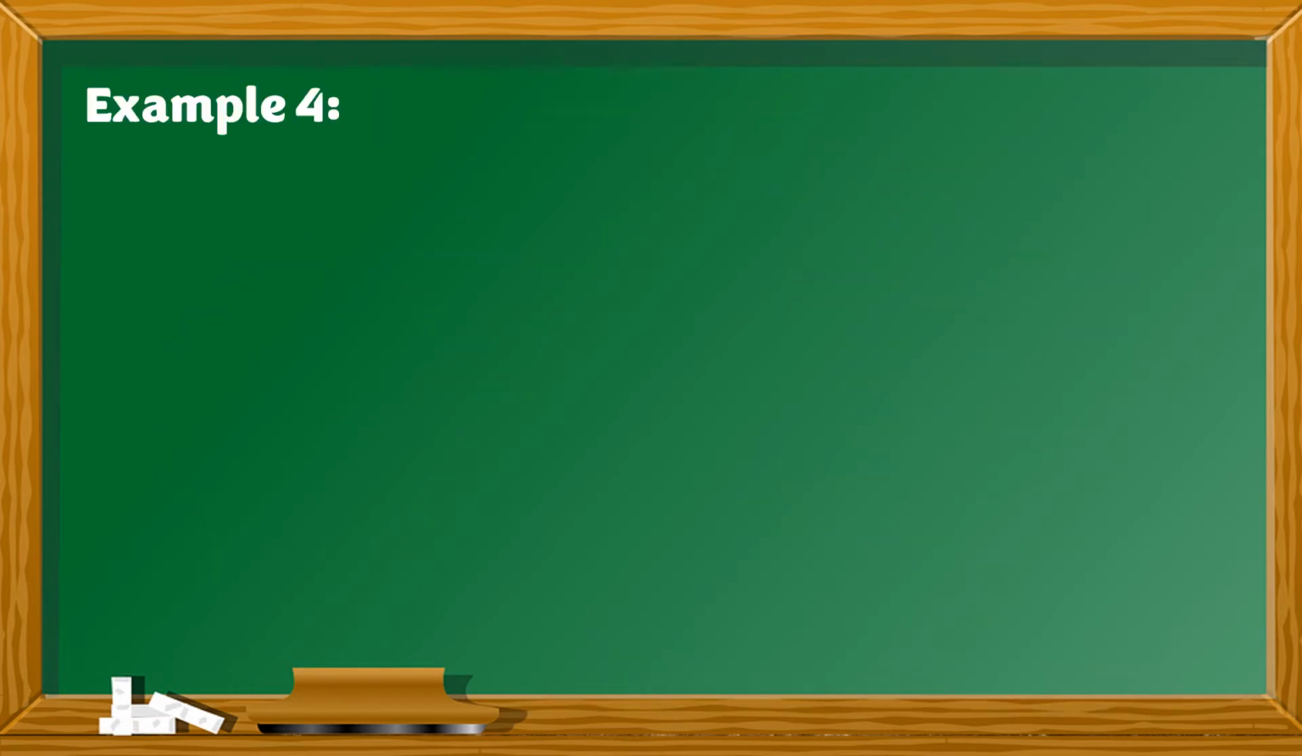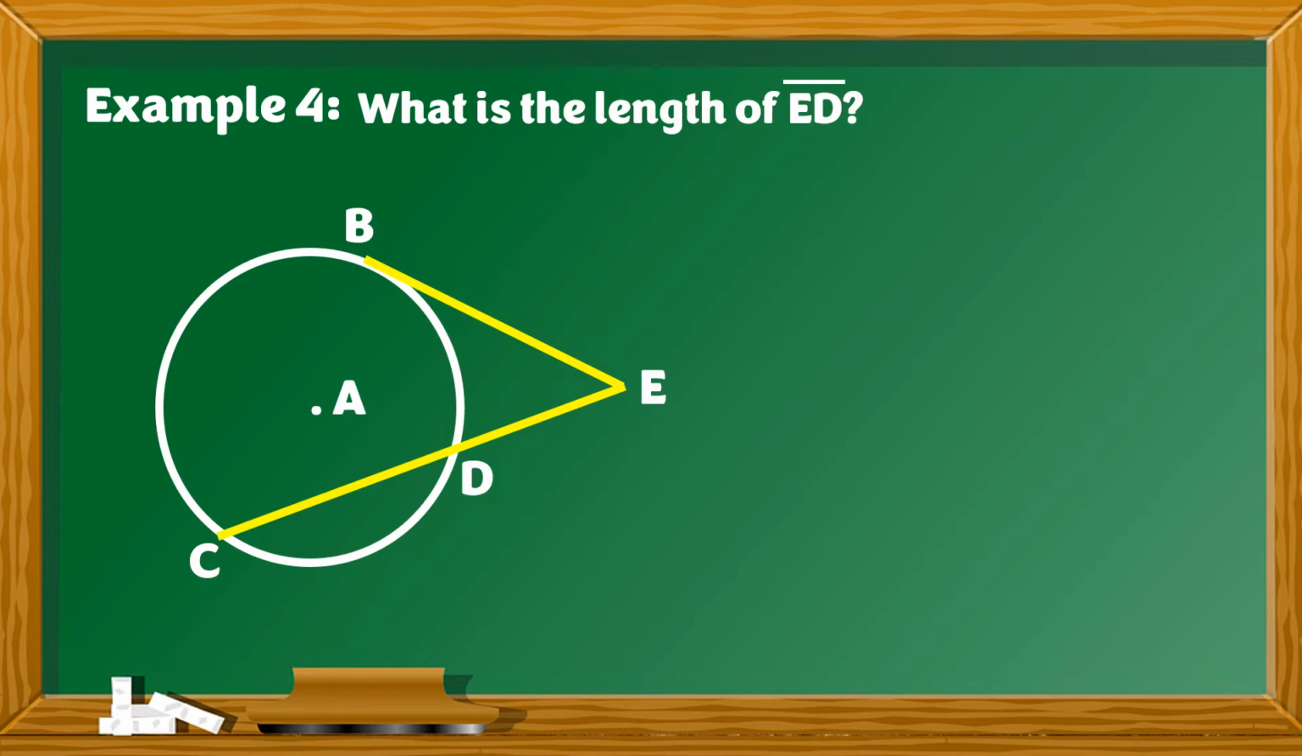For example number 4, what is the length of line segment ED? We have here circle A. Line segment BE is the tangent line, and line segment CE is the secant line. Line segment ED is the external segment. So let's have now the length of the segments. So we have line segment DC is 12, and line segment BE is 8. We're going to determine the length of the external segment.